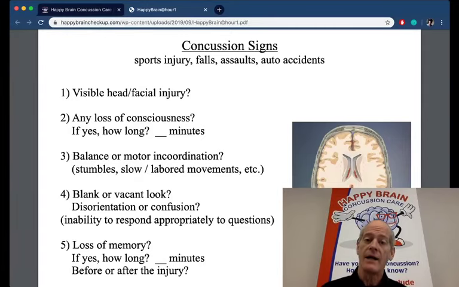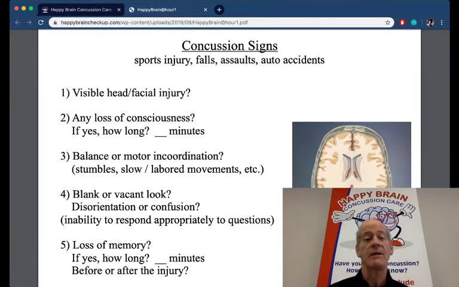Now, we want to combine that with what event happened that caused them to have this headache or this dizziness. And if we see that there's some shaking, jarring, or impact to the head, we can add 1 + 1 and say concussion. No doubt, brain injury.